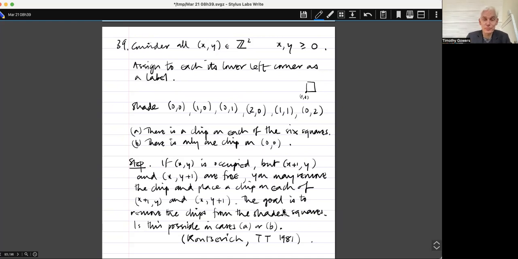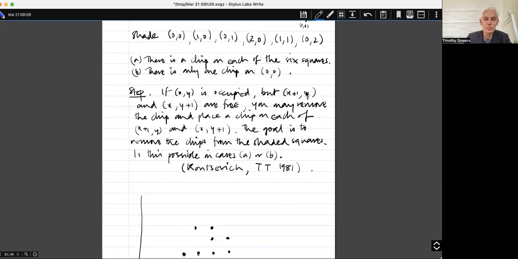So what happens? You have a bunch of chips which can be put onto non-negative integer coordinates, which the question thinks of as squares. So the question says label each square by the coordinate of its lower left corner, but it's not too important. You could also imagine putting chips actually onto the points themselves. It makes no difference for this question.